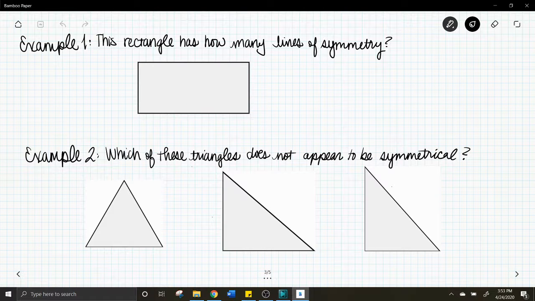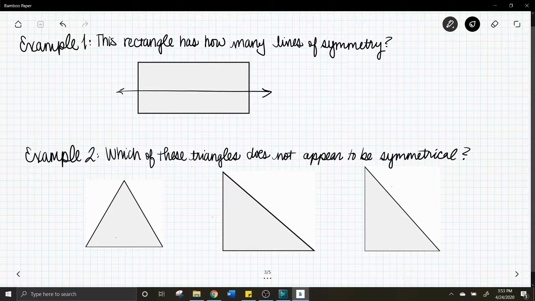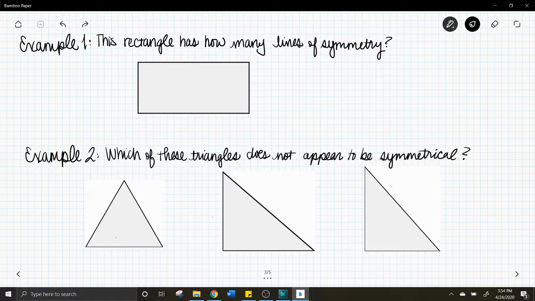So how many ways could I draw a line through this rectangle that would make it the same on both sides? Okay, so we could divide it in half this way, and we would have these two smaller rectangles. Of course, my line of symmetry isn't perfect. I just drew it freehand. We could also draw the line down this way. We sort of would have two squares.